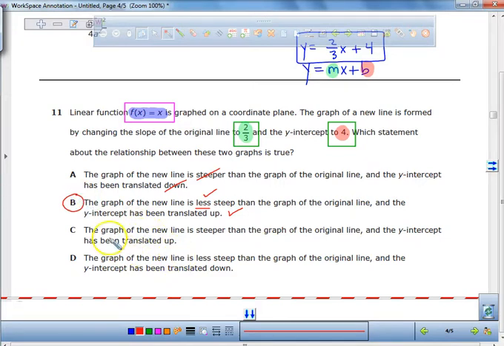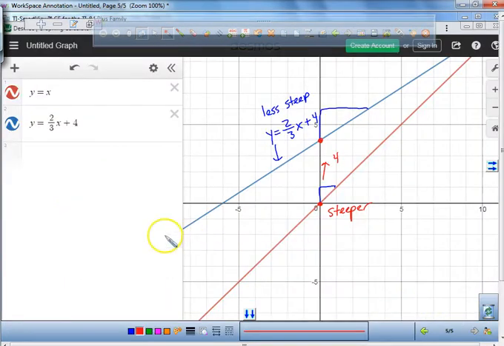I'm just going to keep reading. The graph of the new line is steeper? No. The graph of the new line is less steep, and the y-intercept has been translated down. That's wrong. So the answer is going to be answer choice B. What did I use? I used Desmos, typed it in, took a look at it. Remember, you always interpret graphs from left to right. When you look at it from left to right, these are both positive graphs. This one is just less steep than this one.